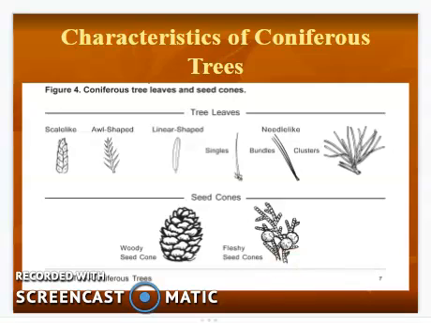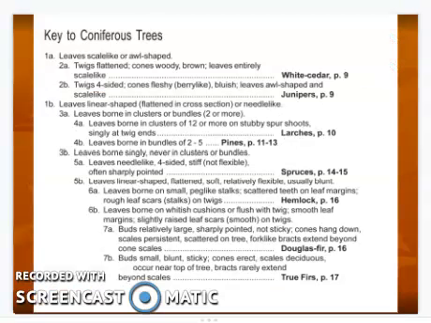So there's a lot of different characteristics, but just know that this is a page in that PDF copy of the Minnesota Tree Book that I uploaded to Google Classroom. So if you ever get confused, you can come back to this and take a look at it. Okay, so here's one of our keys to coniferous trees. This comes from page 14 of that book that I uploaded.